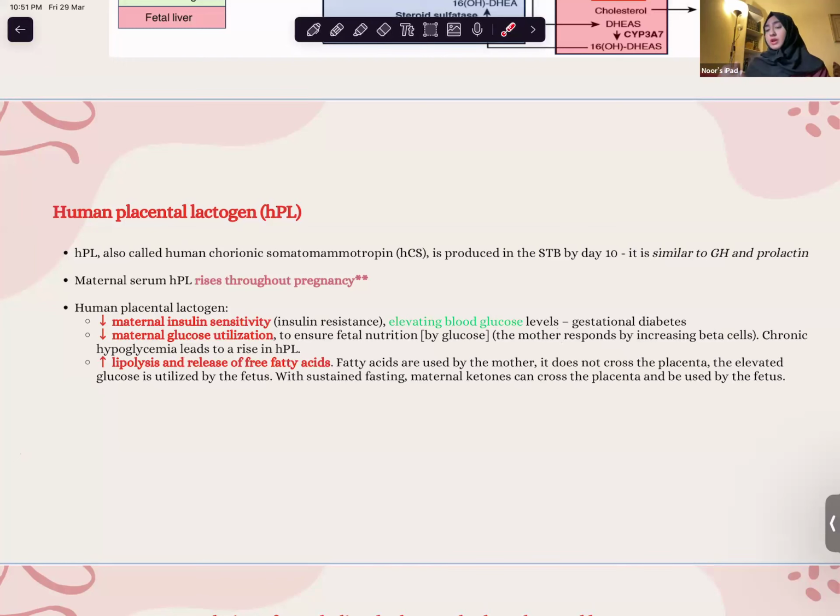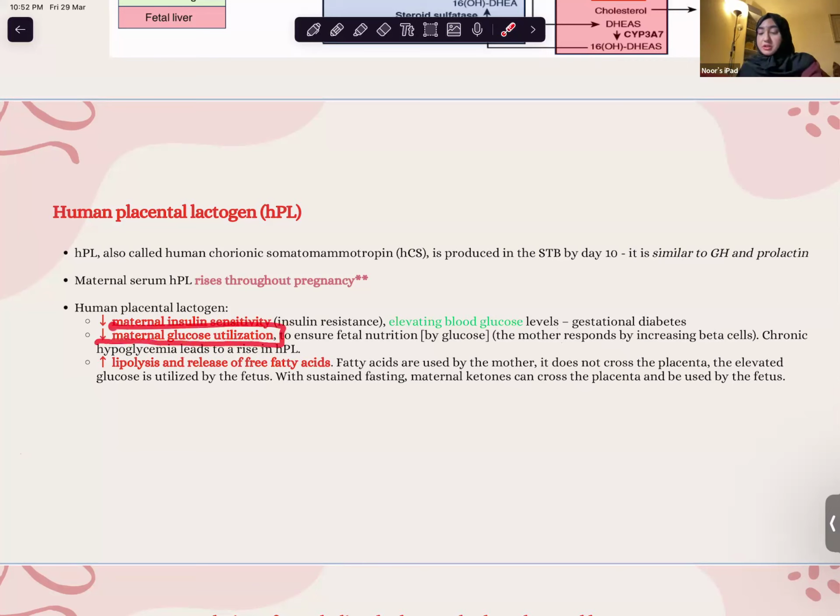But when in pregnancy, when HPL is released, even though the mother has glucose, the insulin is not going to act on that glucose. So it decreases the maternal insulin sensitivity, which elevates the mother's blood glucose, because the glucose is now spared and is not being acted upon by insulin. The second thing that happens is it decreases the mother's ability to use her glucose.